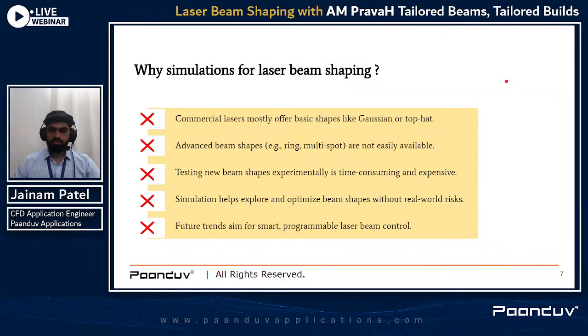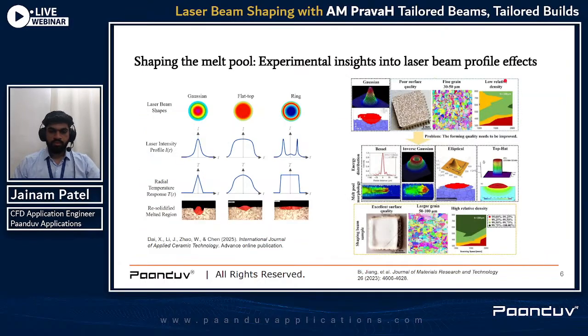Now on the right side, we see a direct comparison between the standard Gaussian profile and the inverse Gaussian profile. With the Gaussian beam, the part shows poor surface quality. Here we can see on this image.